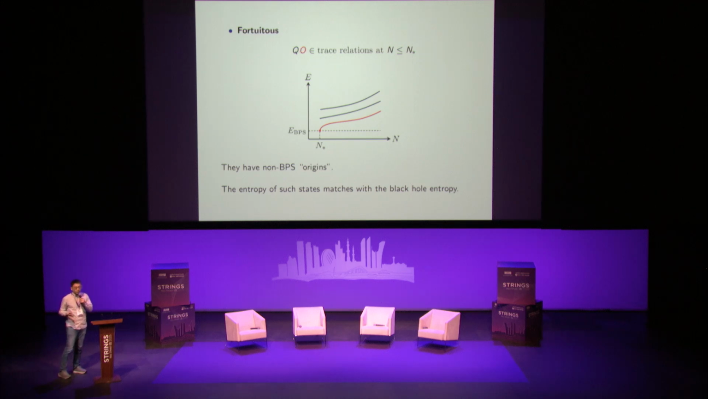Now, the fortuitous states behave very differently when you do this. Because when you act the supercharge on them, it is not zero when N is large. They are actually non-BPS and have non-zero anomalous dimensions. Their anomalous dimensions, following this red line, only vanish when you reach the critical value of N. So in some sense, even though these states are BPS, from this point of view of following N, they already have a non-BPS origin. And from index counting arguments, we know that the entropy of such states matches with the black hole entropy in the 1/16th BPS sector. So these are the states that are responsible for the black hole microstates.